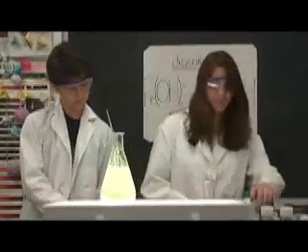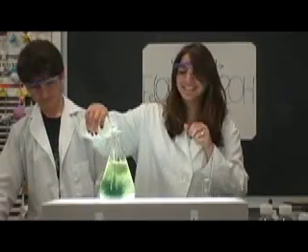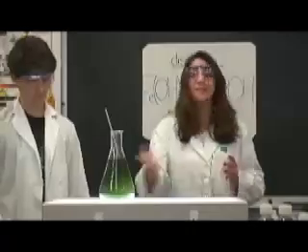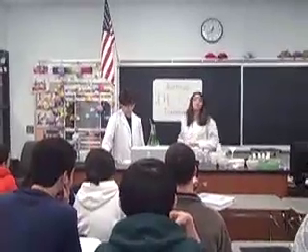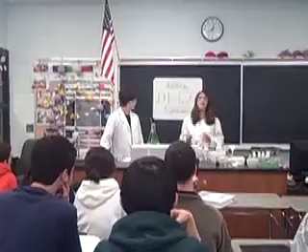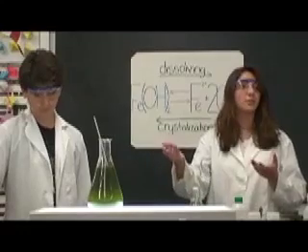Now watch what happens when we add sodium hydroxide to the solution. What is that? Sodium hydroxide. A precipitate formed. The iron ions and the hydroxide ions reacted to form iron 2 hydroxide, and the compound isn't soluble in water. So the color change indicated that a precipitate was formed.